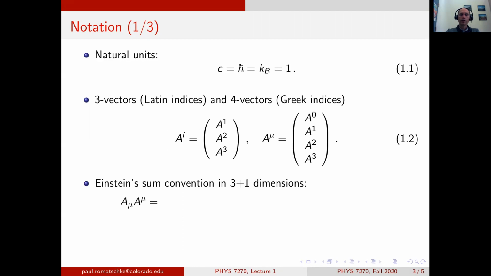Also, I will be using Einstein's sum convention, which in 3+1 dimensions just means that whenever an index such as mu appears twice, that index is summed over. So a^mu b^nu g_mu,nu is just a shorthand notation, where g_mu,nu is the metric tensor, and that is equal to the sum over all the individual components, a^0 plus a^1, a^2, a^3. Basically, it just means that the sum symbol over mu is just not written.